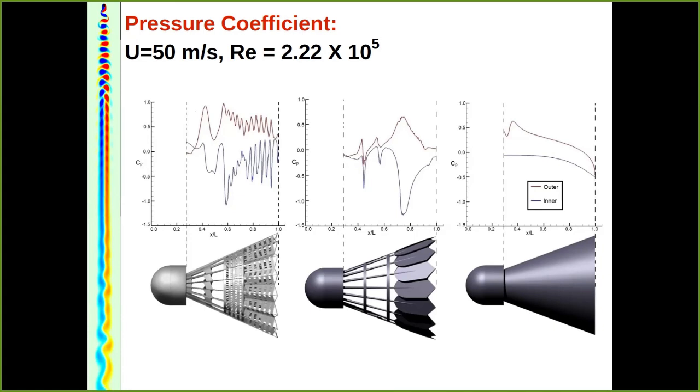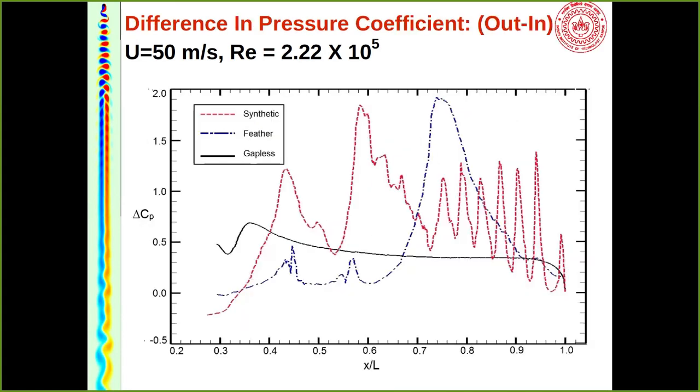So in the next figure, I will take the pressure difference and plot that. Instead of two curves, there will be only one curve. It's easier to see. So along the length, this is the pressure difference on the stalk for the gapless. This blue line is for the duck feather, and this is synthetic.